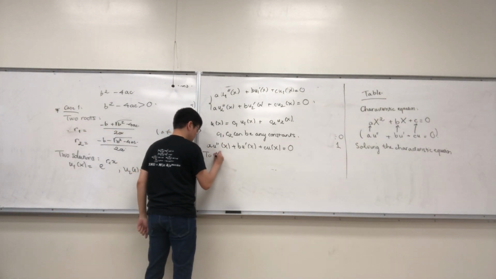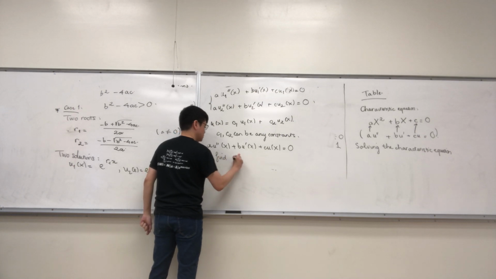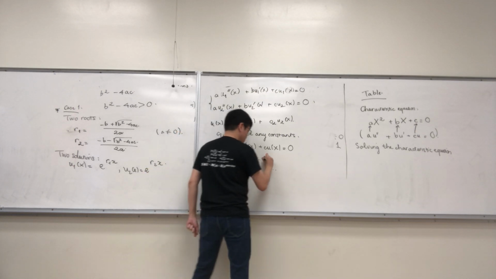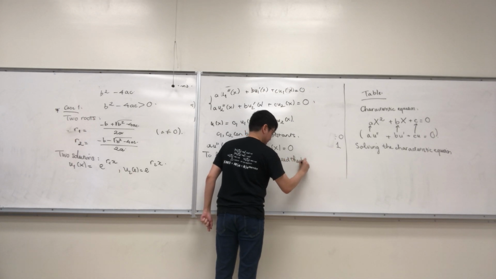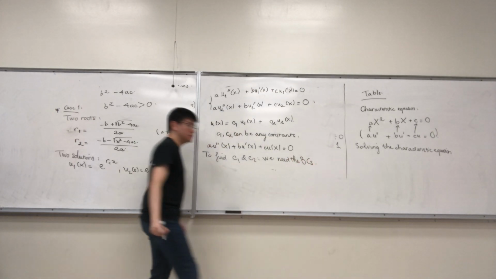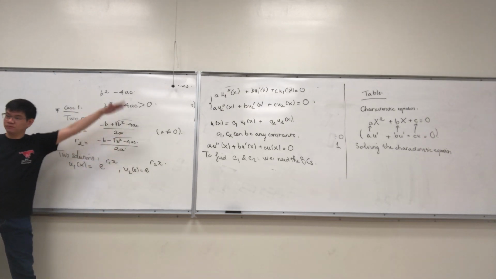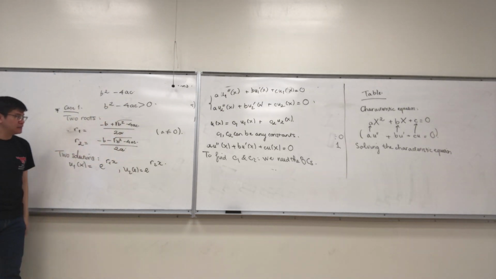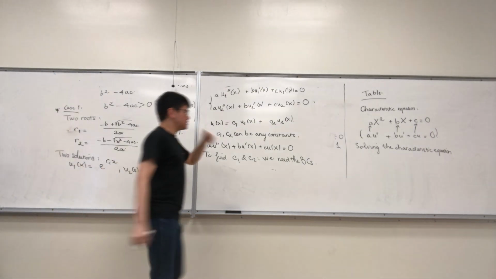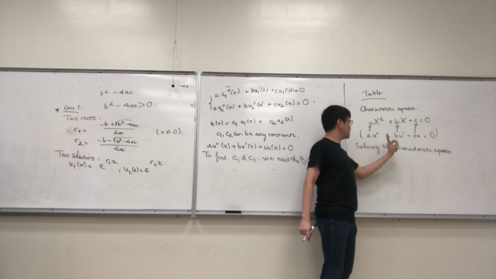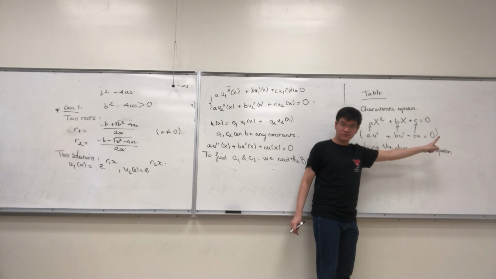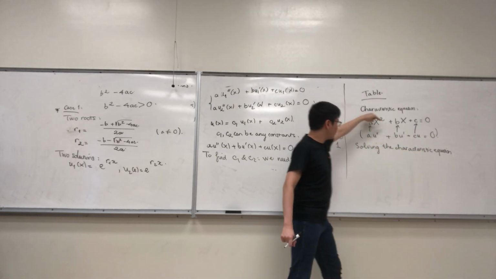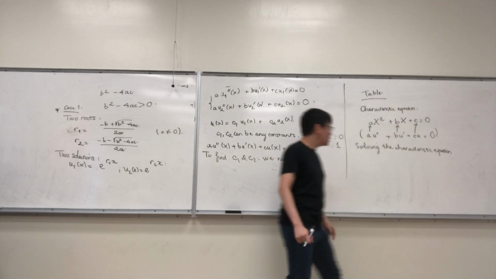To find c1 and c2, we need the boundary condition. It's clear? So this is a table that you have to memorize. So I explain again. In order to solve a u second plus b u prime plus cu is 0, you're going to consider the characteristic equation, which is ax squared plus bx plus c is 0.